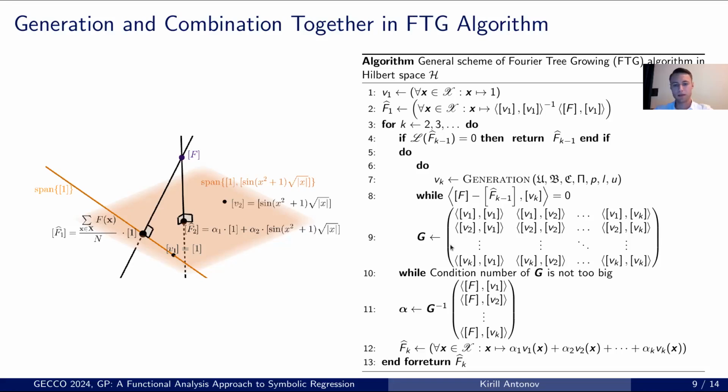Then we compute the Gram matrix, and if the condition number of the Gram matrix is not too big, which means that we are able to find its inverse without significant numerical errors, then we solve the equation and find the best constant alpha. Notice that in order to solve this equation, we do not need to reevaluate all the functions f hat k. Instead, we just need to consider values of the freshly generated block vk. Then the new best approximation is obtained using the new constants and the new generated function vk.